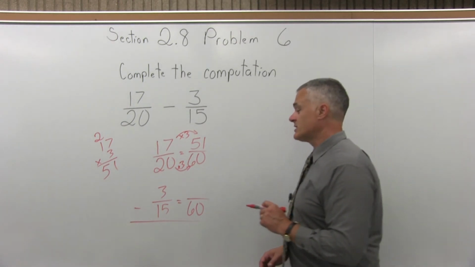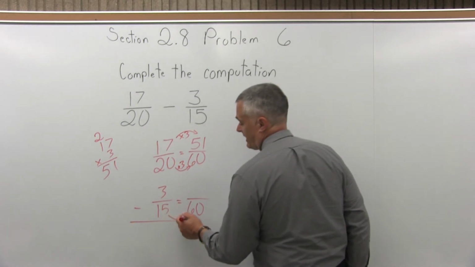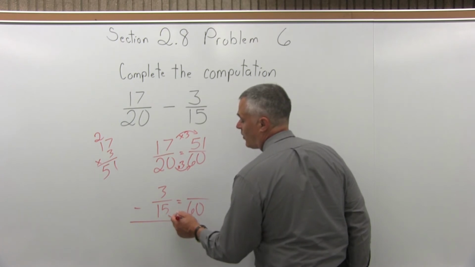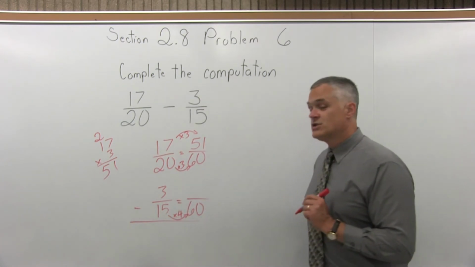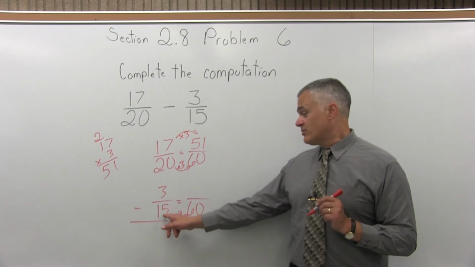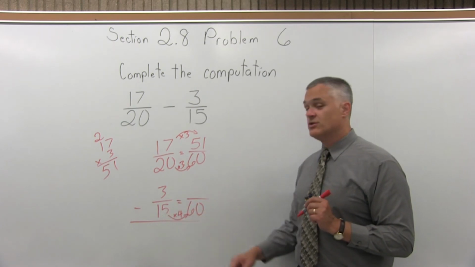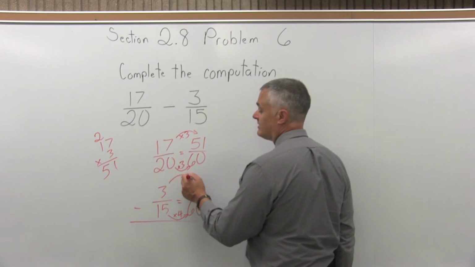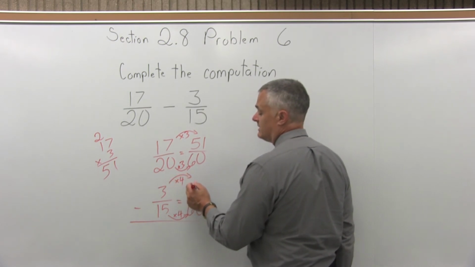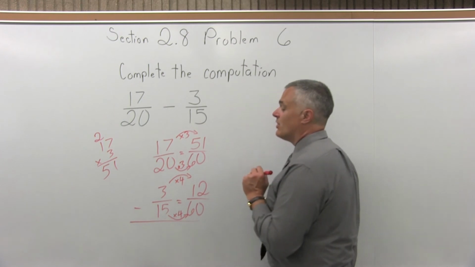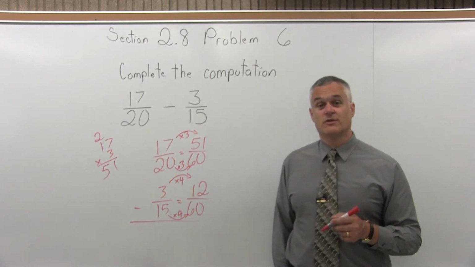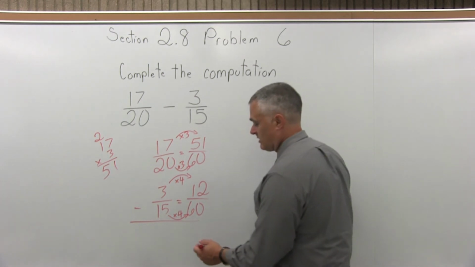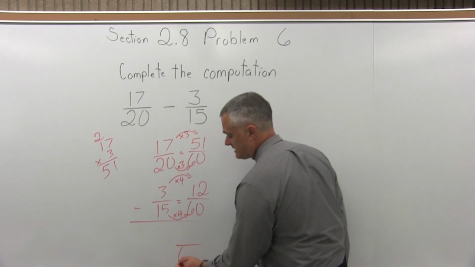Let's work on the other fraction. Now, I had mentioned that 15 times 4 is 60. So I multiplied the previous denominator times 4 to make the new denominator. So I have to multiply times the same value for the numerator. 3 times 4 is 12. So now both fractions are over the same denominator, over 60. So in the answer, my denominator will be 60.